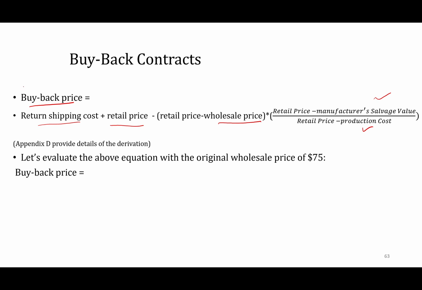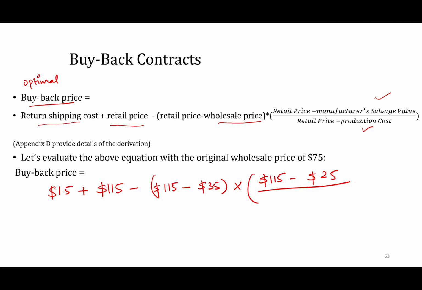So how do we find this optimal buyback price? Let's start plugging in the values. What is the return shipping cost in this question? We have the return shipping cost of $1.5, and then our retail price is $115. Then we subtract the wholesale price, which is $35, from the retail price, and multiply it with the retail price, and then the manufacturer salvage value, right? Because earlier the retailer was salvaging it, but now the manufacturer is salvaging it, so we get $25 here.